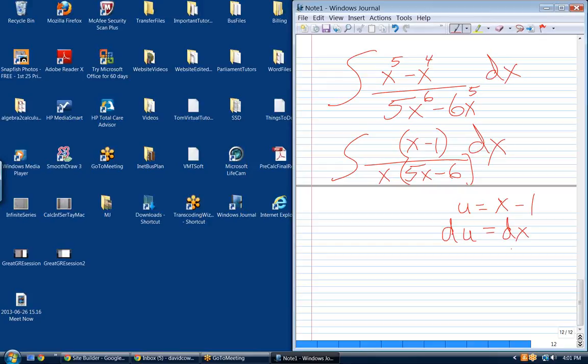dx. Now notice that I can actually solve for x. If u is equal to x minus 1, then x is equal to u plus 1. So does that help? Let's see what we got. We got u over u plus 1 times 5 times... I don't like what's happening here.